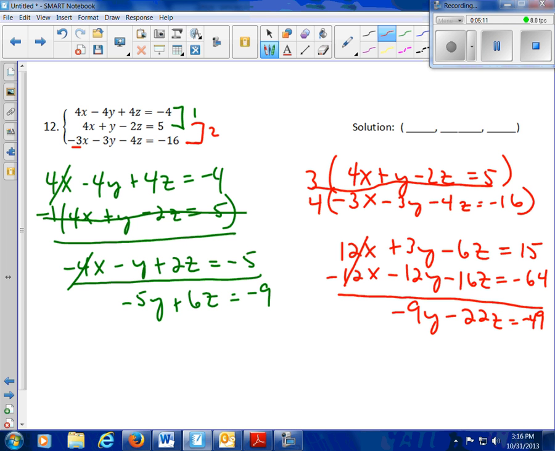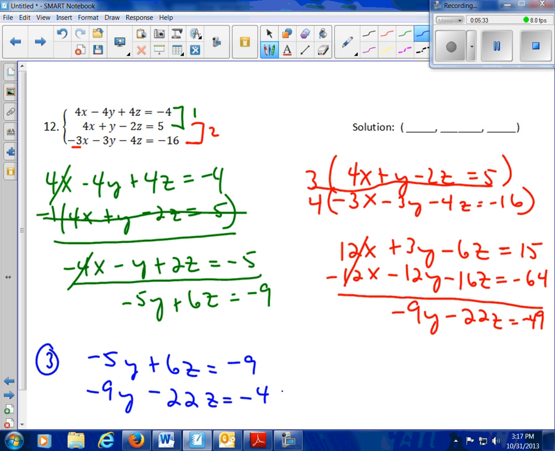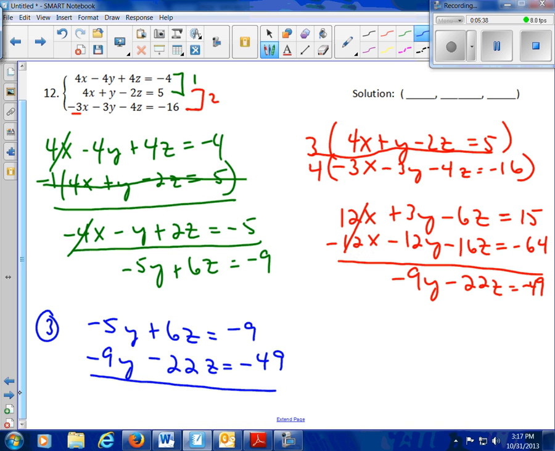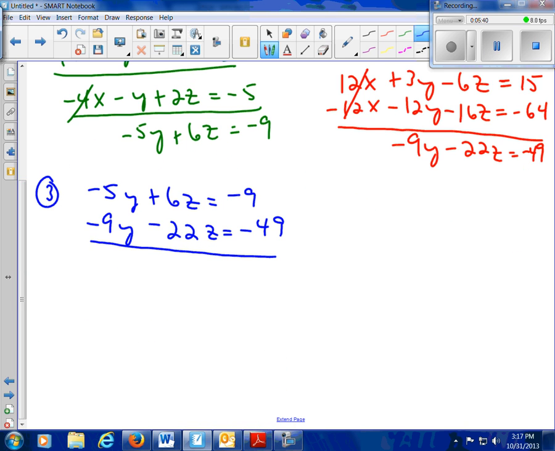So now that I have two equations with just y and z, I then want to do elimination again with those two. So step 3 is I'm going to take both of those equations that I got from adding steps 1 and 2 together, and I'm going to use elimination again to get rid of either y or z. Well, the numbers in front of y look smaller than the numbers in front of z, so let me go ahead and get rid of y's.